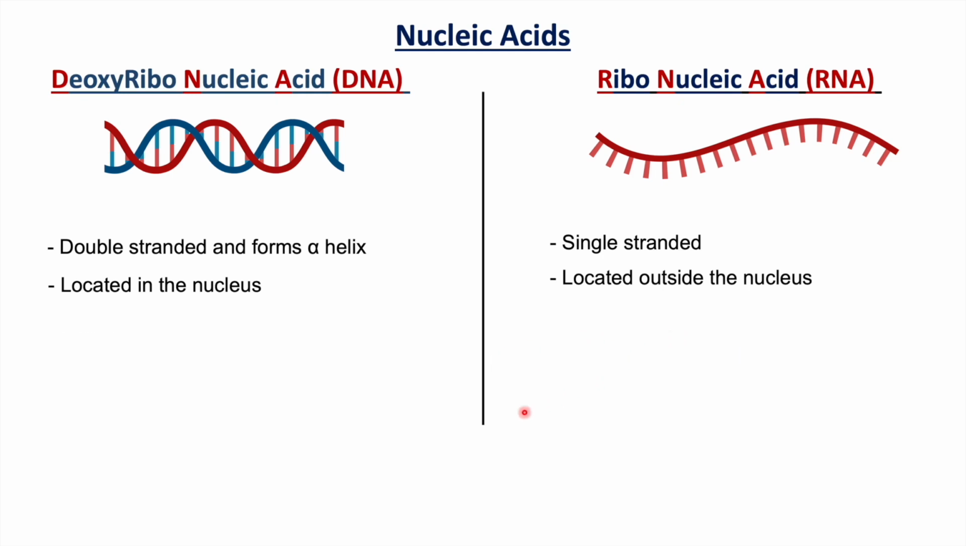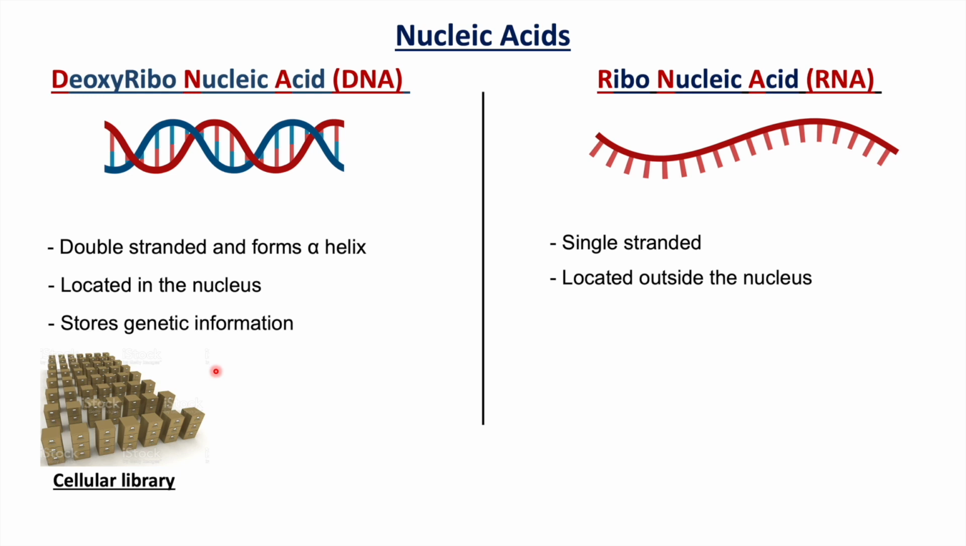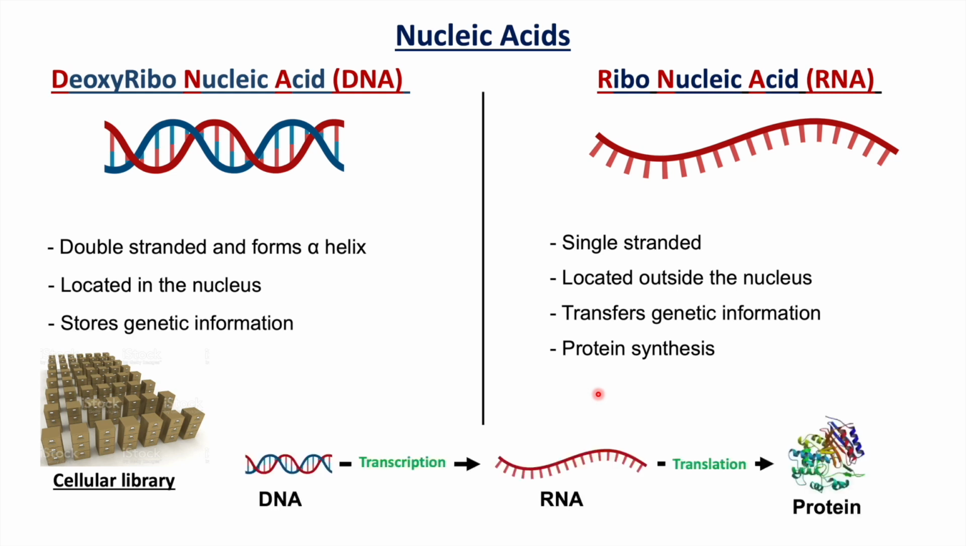Now, DNA is mostly located in the nucleus, most importantly in eukaryotes, and RNA is located outside the nucleus. DNA is important in storing genetic information, and it acts like a cellular library, whereas RNA is important for transferring genetic information as well as in protein synthesis. So basically, genetic information flows from DNA to RNA to proteins. That means DNA is transcribed into RNA, and then RNA is eventually translated into protein.